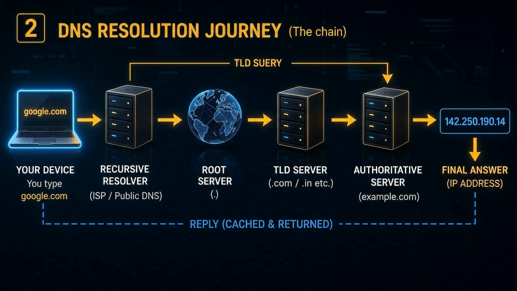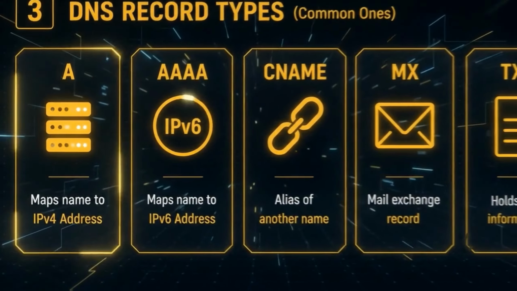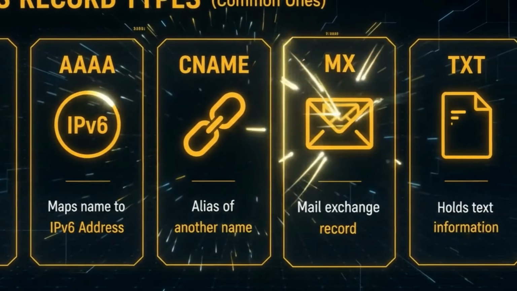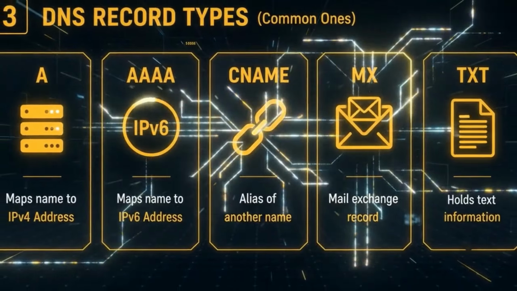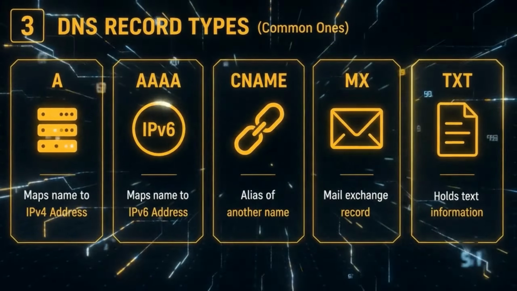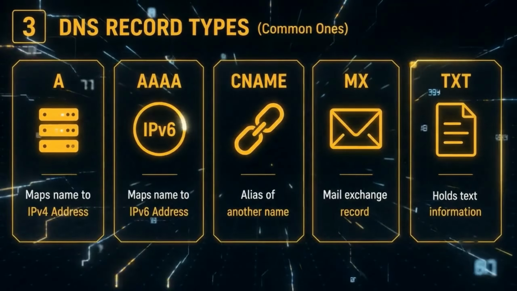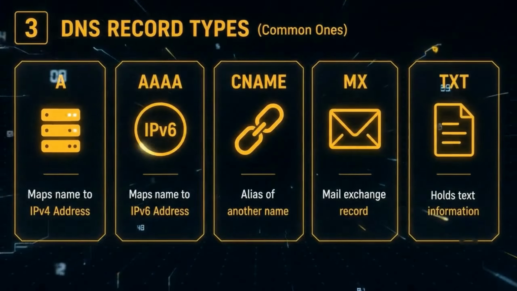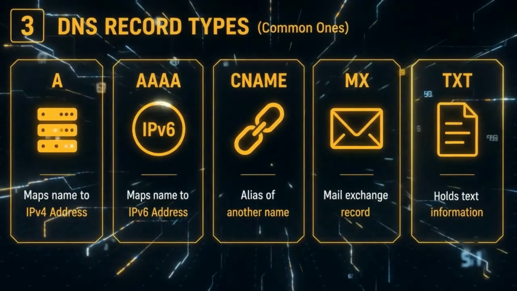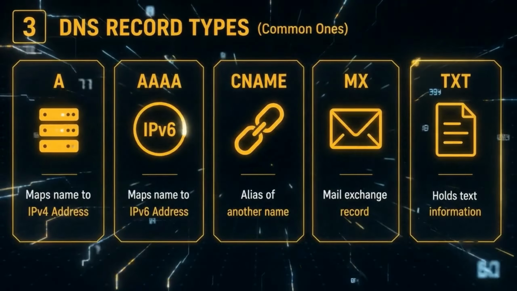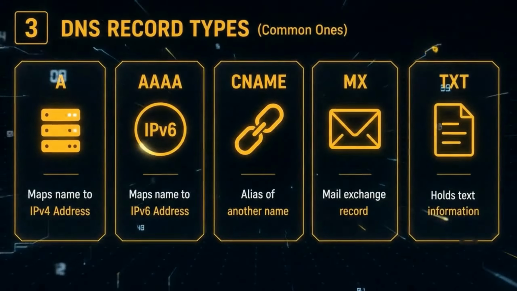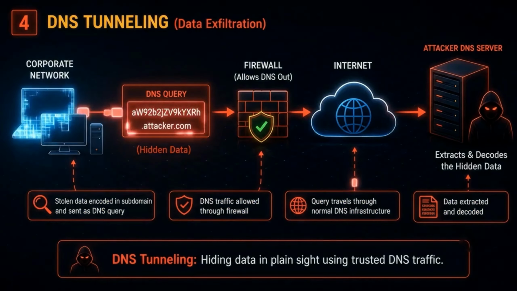Now, you will hear about different DNS record types. Don't try to memorize all of them today, just remember these five. An A record returns an IPv4 address. An AAAA record returns an IPv6 address. CNAME points one name to another. MX record tells email where to go. TXT record stores extra text information.